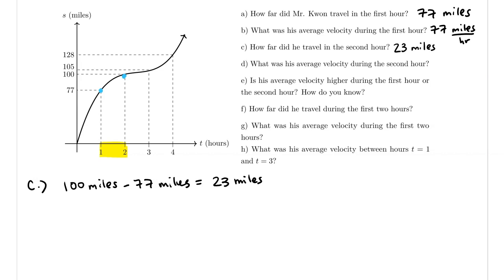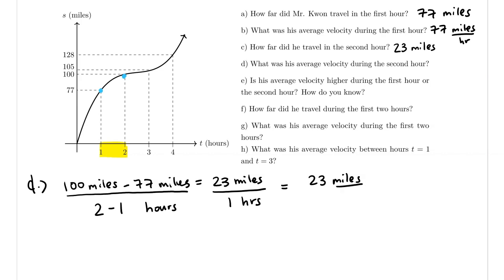Part D asks, what was his average velocity during the second hour? So what we're going to do is something very similar. Let's change this to part D. So we have the average velocity is equal to the change in the distance over the change in time. So this would be 2 minus 1, and the units for this would be hours. So 2 minus 1 is 1. And so we get that the average velocity was 23 miles per hour. So there's our answer for part D.